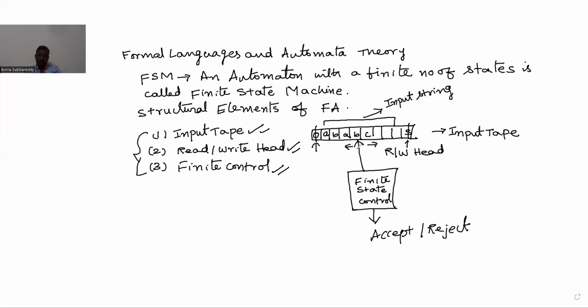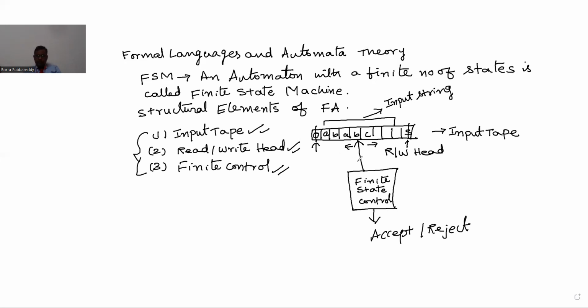So coming to the second component of the finite state machine, the read write head. What is the role of the read write head? The read write head examines only one square at a time and can move in either the left direction or the right direction. That means it can move only one position either to the right or left after reading the symbol.